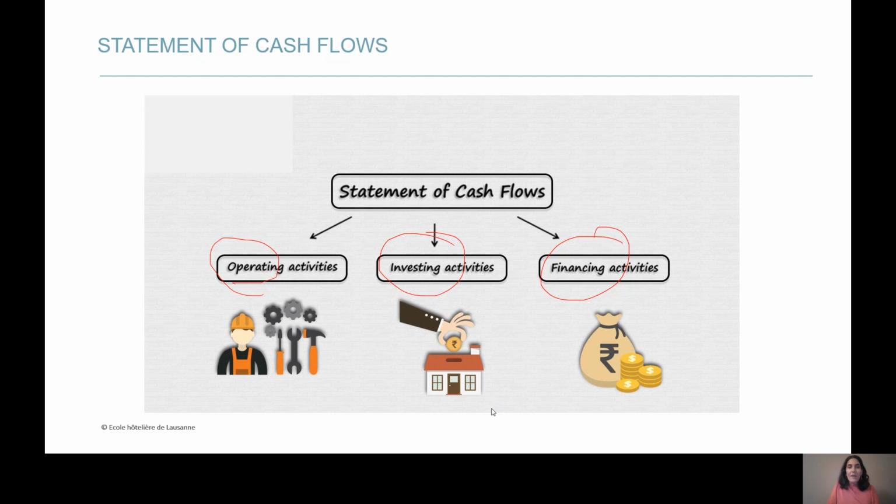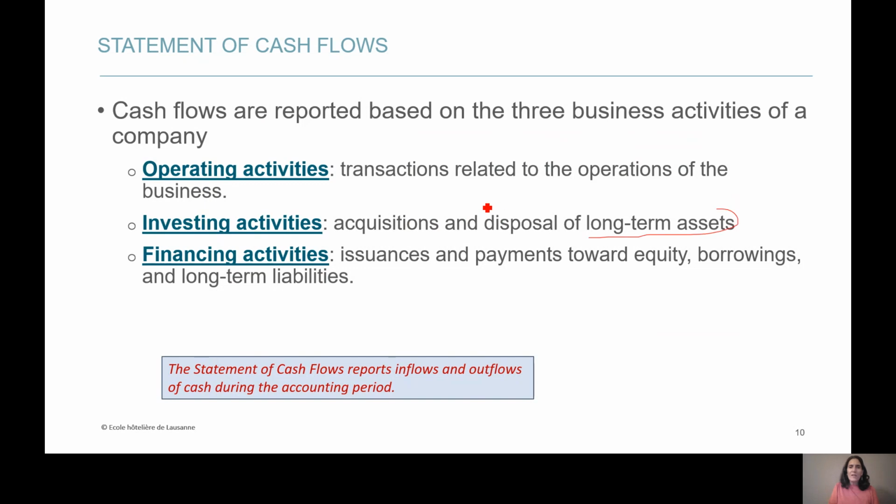Everything that is related around my main activity, my main focus, which is to produce bread, is called the operating activities. In the second section of the cash flow statement, the investing activities, you will find all the cash flows, money coming in and money going out of the company related to the long-term assets. This is what you need to remember: long-term assets, for the investing activities section. What about F? For F, you have all the long-term liabilities plus everything that is related to the equity, to the shares, to the investment made by shareholders in the company.